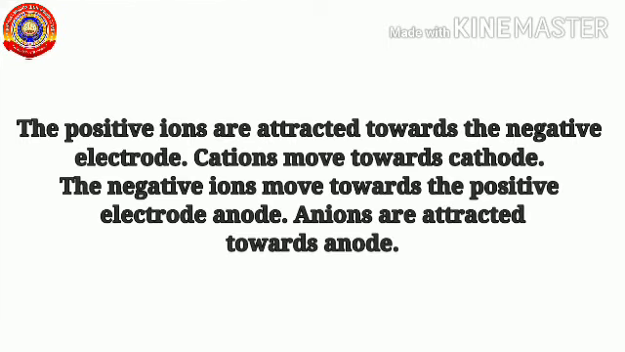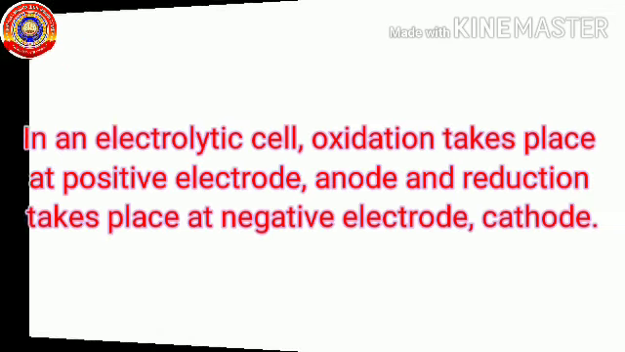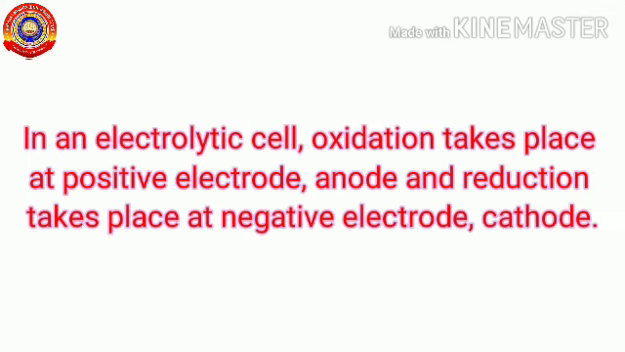During electrolysis, the positive ions in an electrolyte, that is cations, move towards the negative electrode, the cathode. And the negative ions, anions, are attracted towards the positive electrode, the anode. The process that takes place at the positive electrode, the anode, is oxidation, and the process that takes place at the negative electrode, the cathode, is reduction. In the next video, we will study the electrolysis of molten and aqueous compounds.